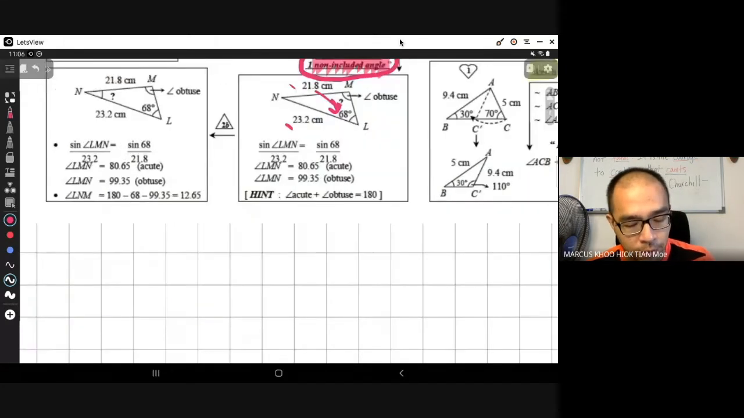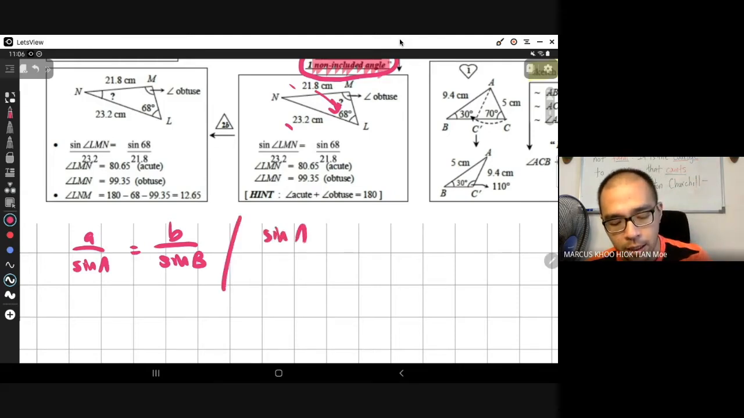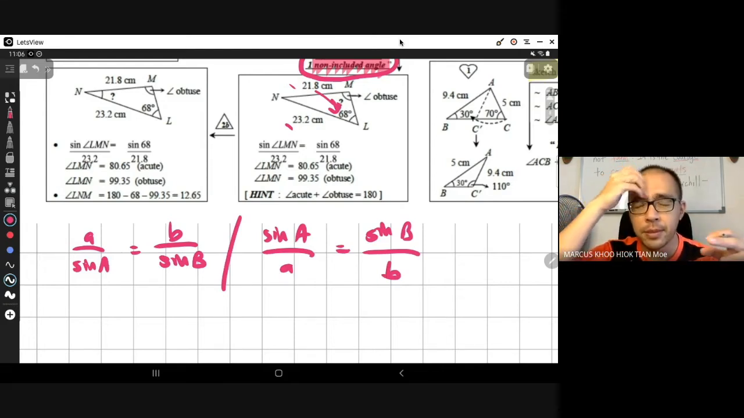Just as a reminder, the sine rule: if you want to find the length, it is a over sine A equals b over sine B. But if you want to find the angle, you flip it around: sine A over a equals sine B over b. So don't be stuck with the formula given in the formula book, where three are given together. Just remember the sine rule and know which one you want to find.